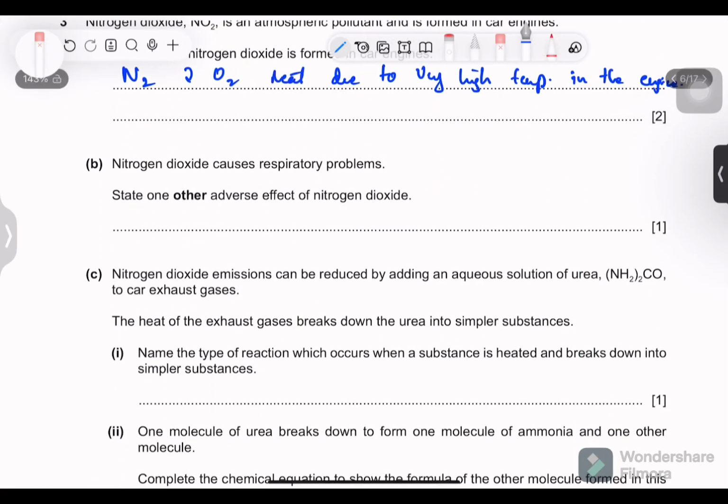Next, nitrogen dioxide causes respiratory problems. State one other adverse effect of nitrogen dioxide. So nitrogen dioxide basically reacts with water to form nitric acid and oxygen. So this then causes acid rain. Even if you leave this out, just remember this for now.